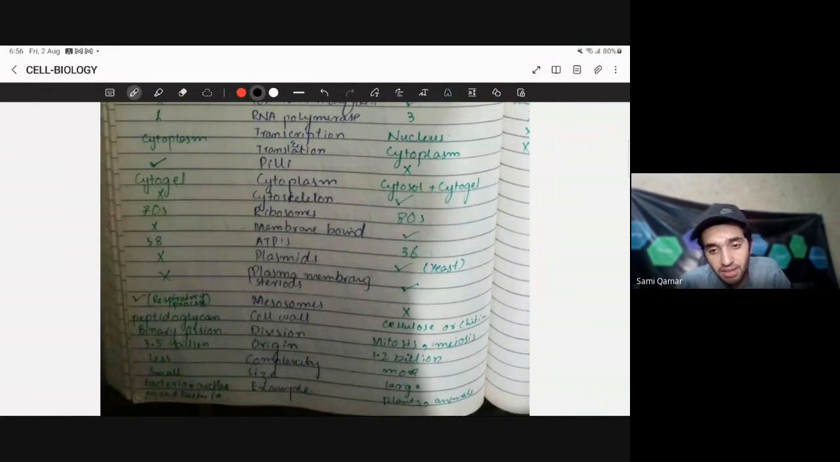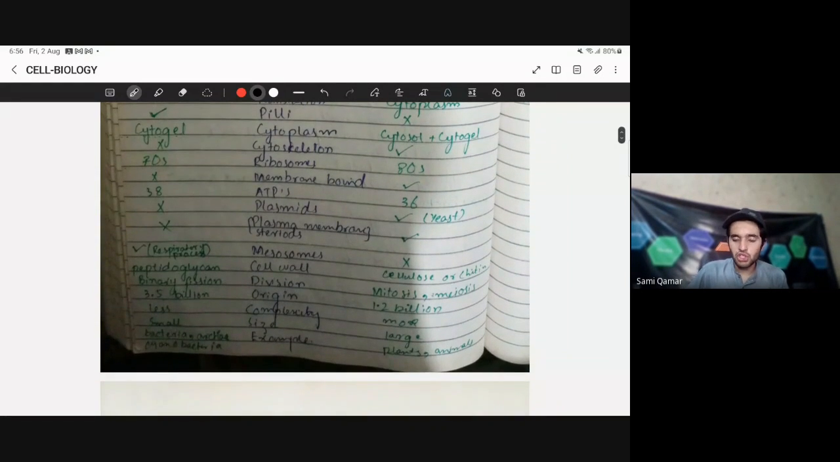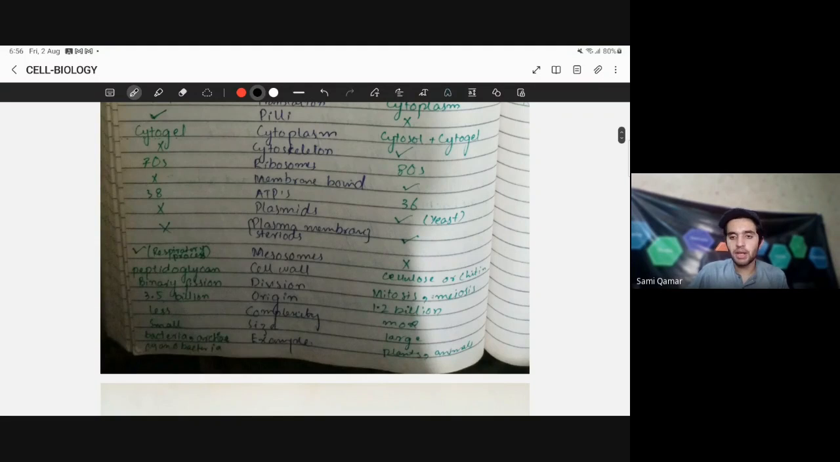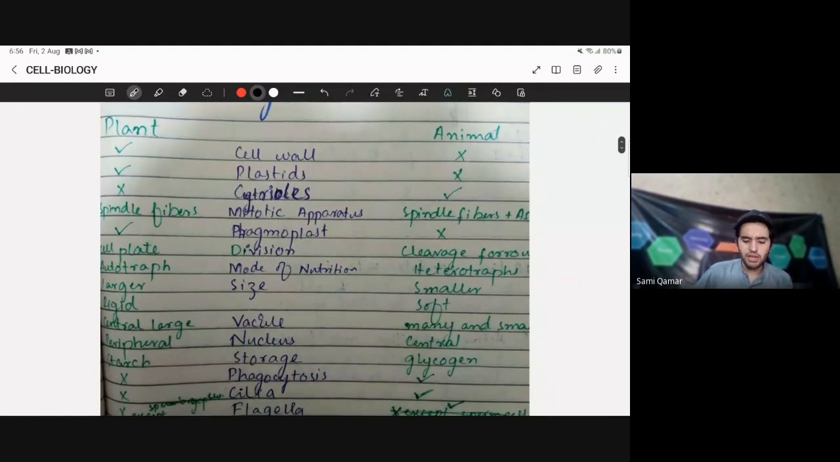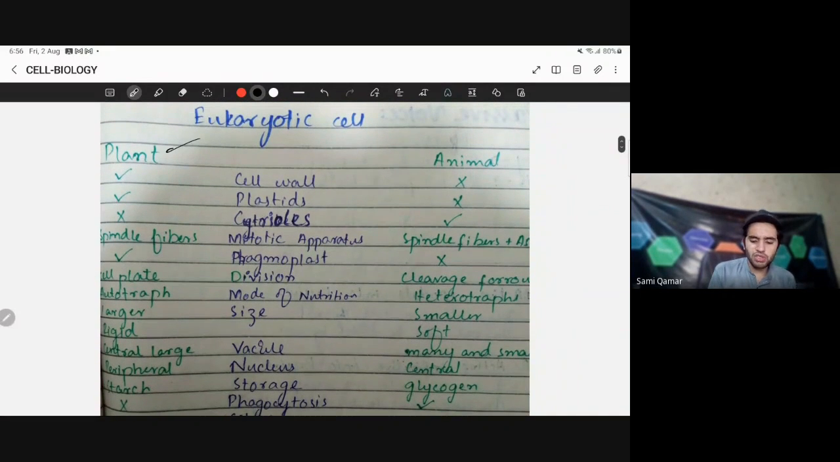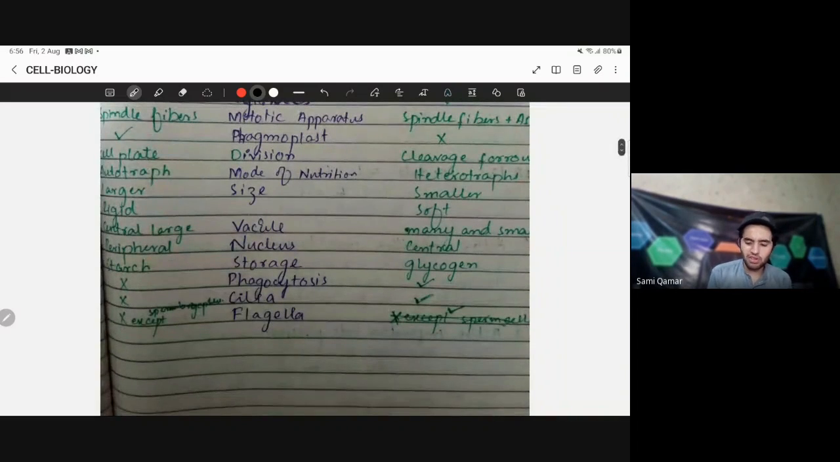I have written everything that I can. I think I wasted a whole day on this, searching and writing everything, so you can go here and write everything from here. Just study it, give it a read. And for the eukaryotic cell, see here, I have written plants versus animal cells. You can see cell wall present, not present. I have written everything, you can study it.